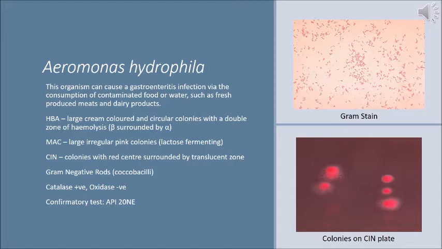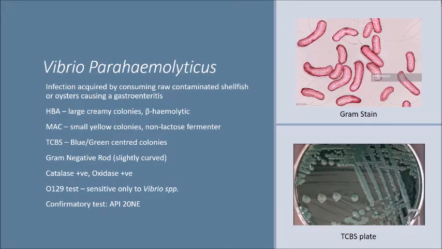The MacConkey plate displays large, pink, irregular-sized colonies indicating a lactose fermenter. The CIN agar plate is used to determine Aeromonas or Yersinia species. In this instance, a clear Aeromonas species is identified by the red bullseye center of the colonies surrounded by a translucent zone. A positive catalase and a negative oxidase test plus an API 20NE are used to confirm the presence of Aeromonas hydrophila.